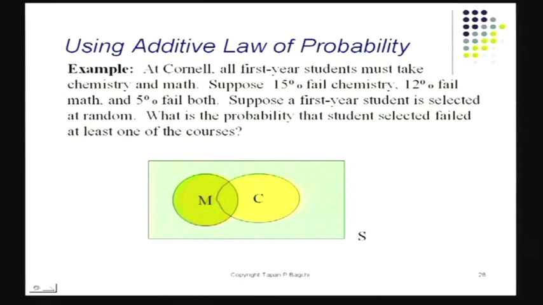If the numbers are given like this, suppose a first year student is selected at random. I walk in there and I ask someone to stand up, and I ask him, what about your performance in the school? What do you think is the chance that the student selected would have failed in at least one of the courses? That means he would have failed at least either in math or in chemistry, or perhaps in both math and chemistry. Let's try to see how we calculate that.